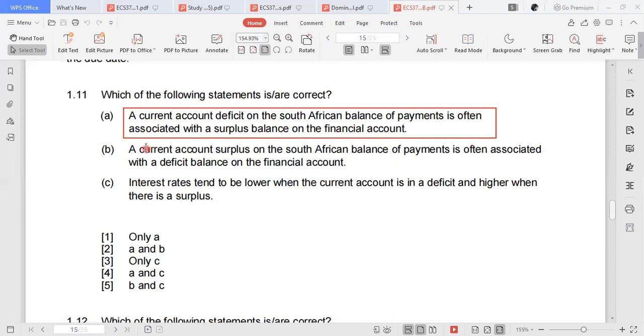The second option, a current account surplus on the South African balance of payments is often associated with a deficit balance on the financial account. The third option, interest rates tend to be lower when the current account is in a deficit and higher when there is a surplus.